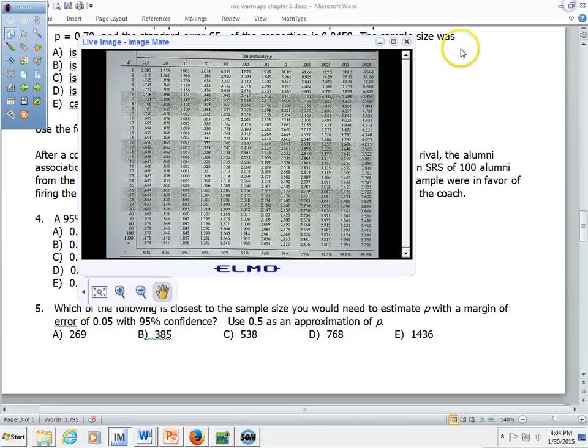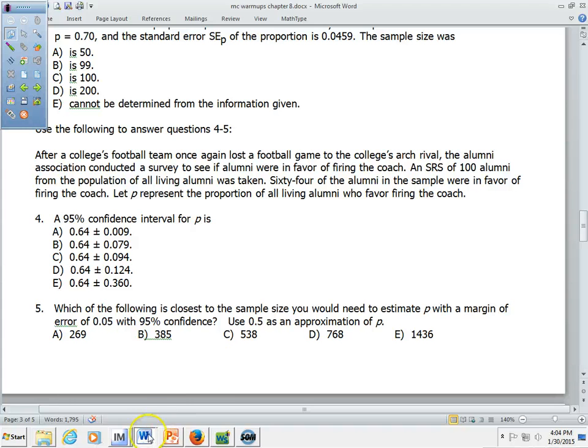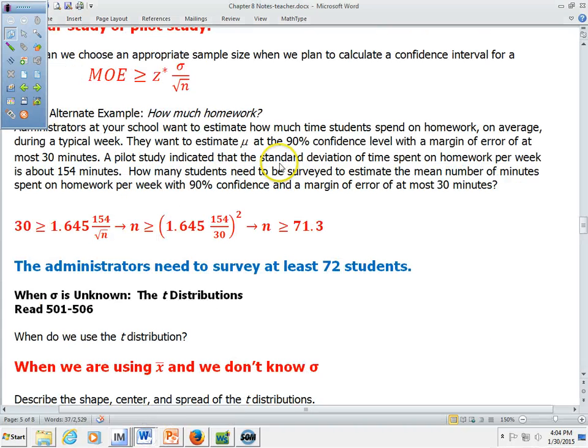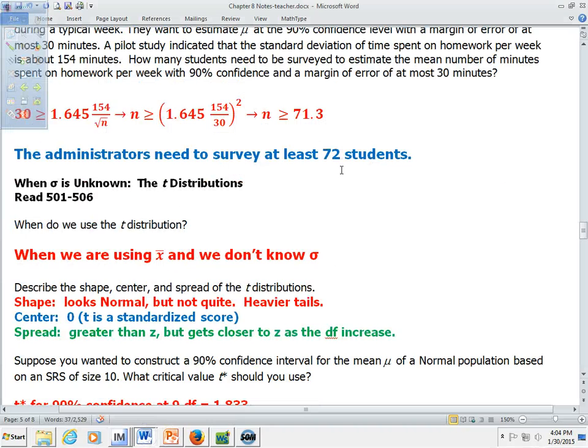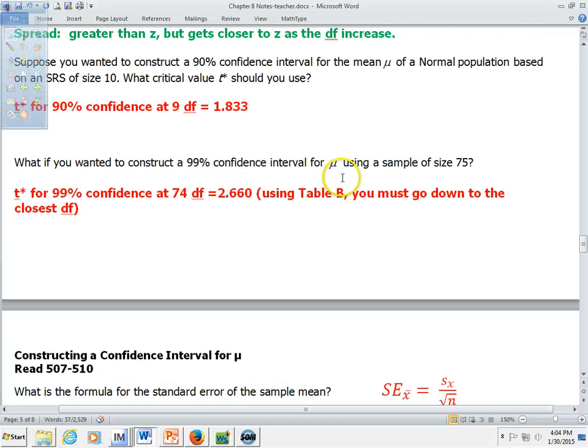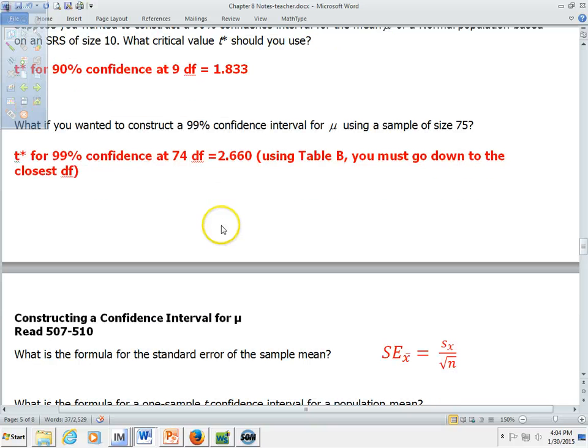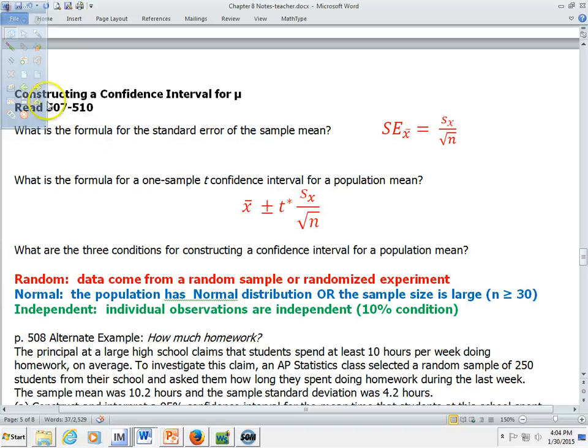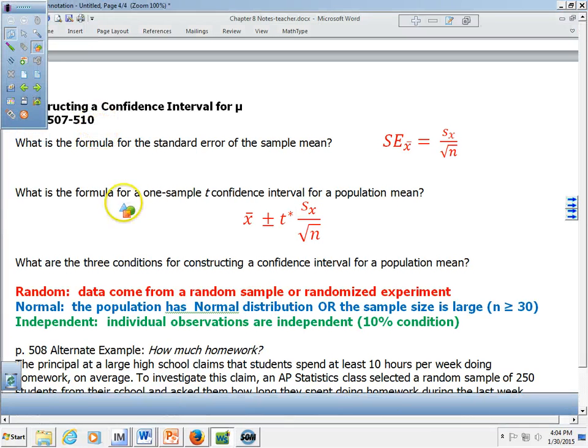I'm going to keep moving here and get through the next couple of questions in your notes. Okay, so we talked about t-distribution, how to find our critical value there. So the rest of this becomes just a matter of putting together our confidence interval.